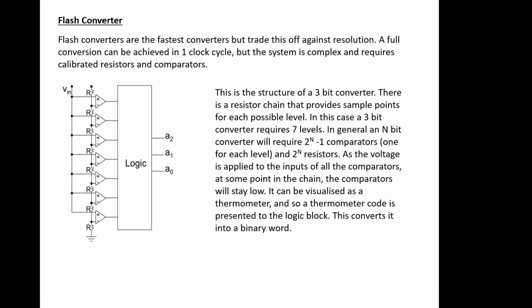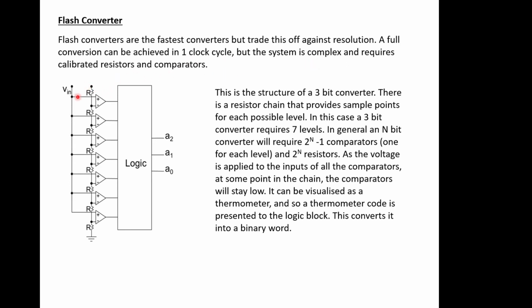And if you want to go the other way, if you want to go really fast, you tend to have a system then that hasn't got much in the way of resolution, because things start to get complicated. And the flash converter is a brute force method. It's the fastest converter, but it's difficult to get high resolution from it. So a full conversion of however many bits you've set this thing up for can be achieved in one clock cycle. So that's as fast as it can get, really. But it does require a system of calibrated resistors and comparators.